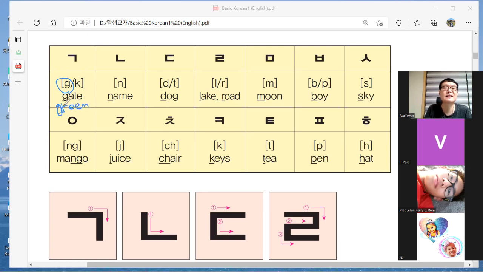Like this. Gu sound. Gu. Okay, in the alphabet, G. Very similar with G, a little bit K, but mainly it's most similar with the G sound, right? G, gate, green, grill, grass, right? G sound.